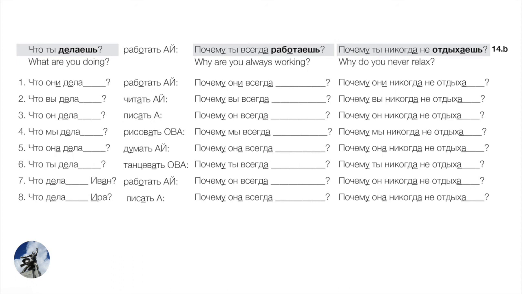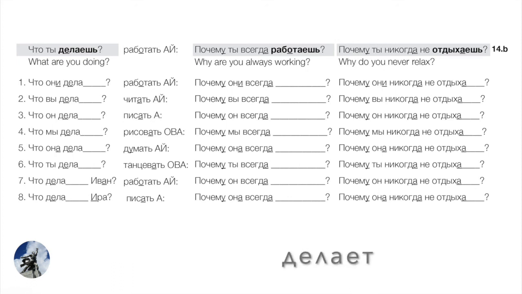Okay, number 2, что вы делаете? What are you all doing? Or what are you, sir, doing? Or madam, right, being polite. Почему вы всегда... Okay, читать, that's an I verb, should be easy. Почему вы всегда читаете? Почему вы никогда не отдыхаете? Okay, number 3, what's he doing?